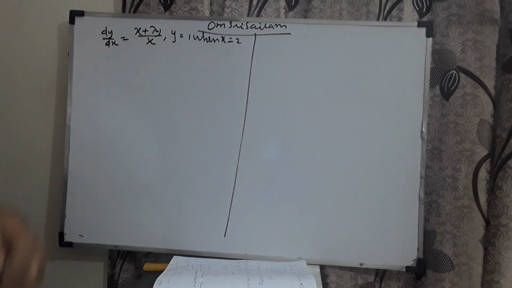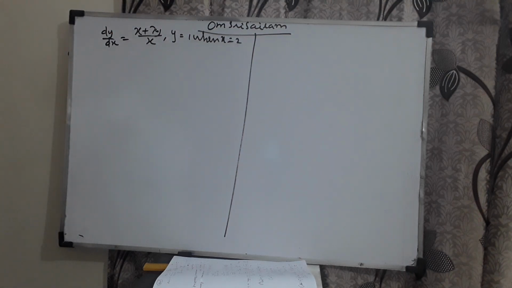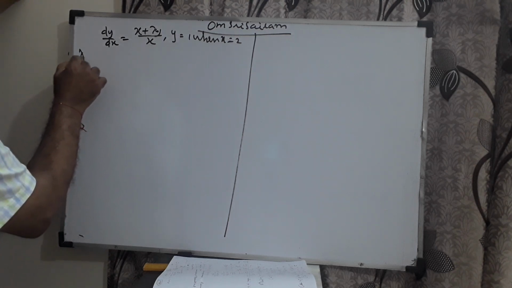When such a condition is given, I am supposed to find the particular solution. If the answer is given in terms of c, which is the constant of integration after integrating the whole lot, that is called the general solution. If you are given a particular condition like this, when x equal to something, y equal to something, it will give you a particular value for the constant c. Such a solution is called the particular solution. Just see how we go about the answer.